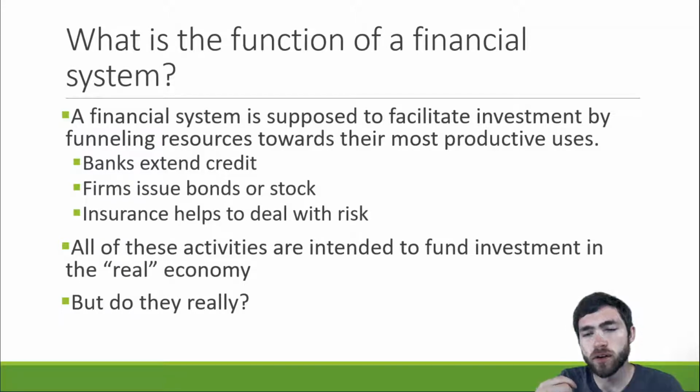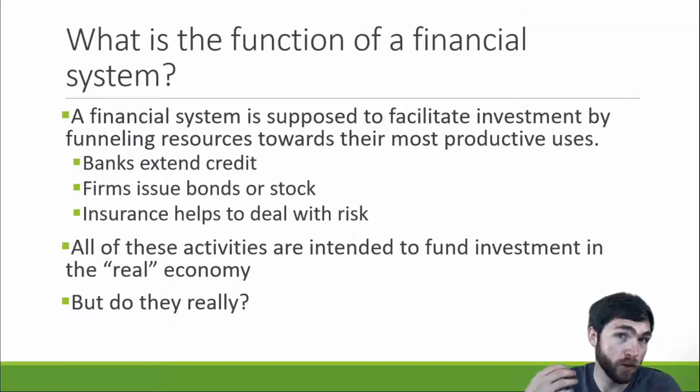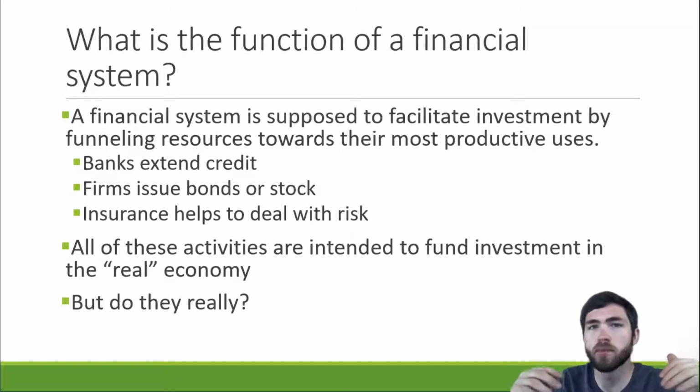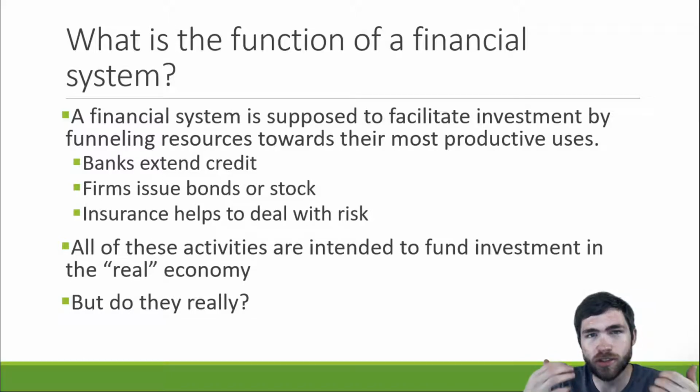It could occur through firms issuing bonds or stock. This could also happen where governments issue bonds. And finally, kind of sitting over top this whole system are systems of insurance that help firms and banks and individuals deal with some of the risks of investment, the uncertainty inherent with it.